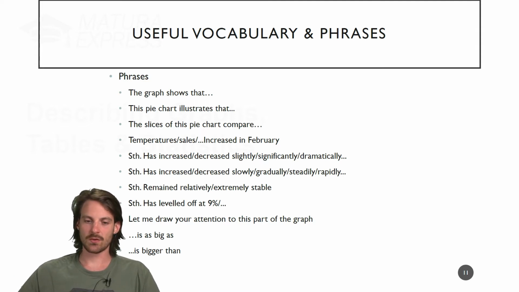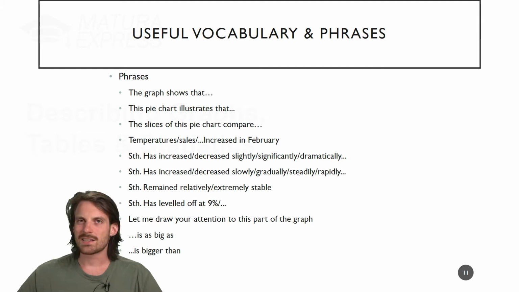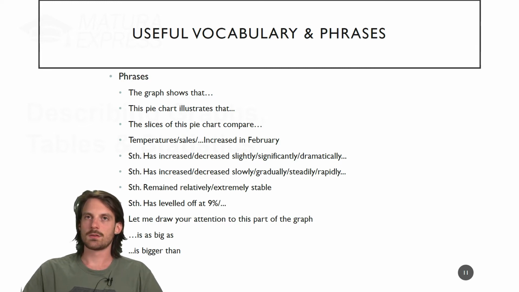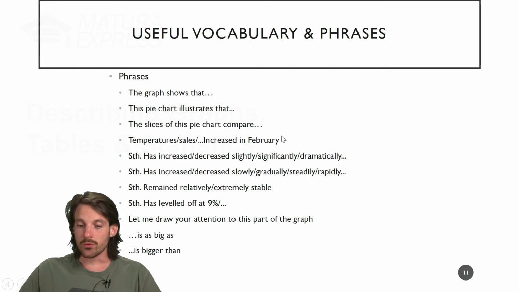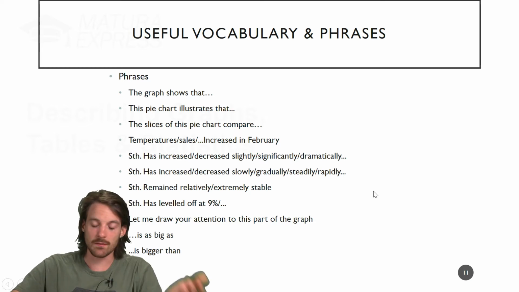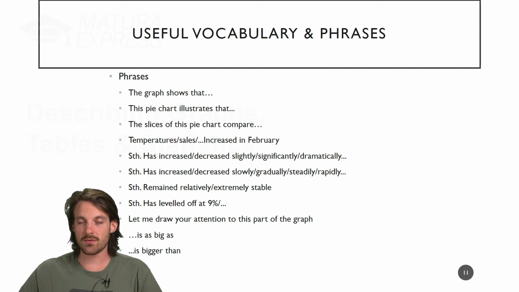Phrases: the graph shows that, this pie chart illustrates. The slices of this pie chart compare the car owners with people that use public transportation, for example. You can also use adverbs, of course. Something has increased or decreased significantly, slightly, dramatically, slowly, gradually, steadily, rapidly. And something can also level off at a specific percentage, as we've talked a lot about.